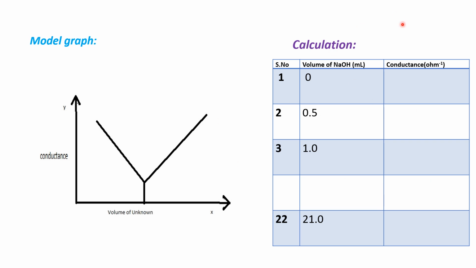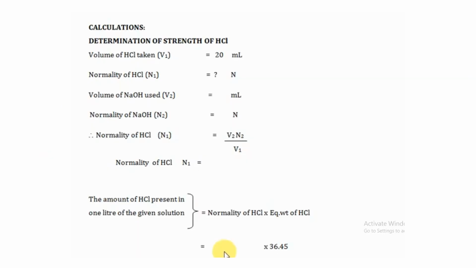So this one is the calculation. We have to add 0.5 ml each up to 30 readings. For the 30 readings we have to write 0, 0.5, 1, 1.5, 2, 2.5 like this, and we have to measure the conductance of the solution. See, this one is the calculation part.